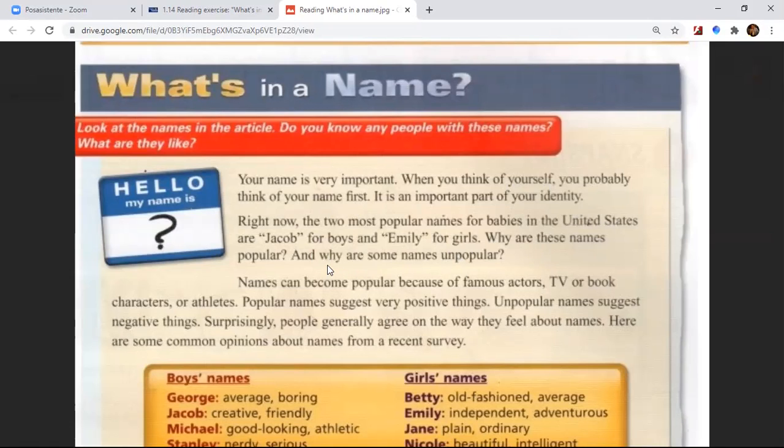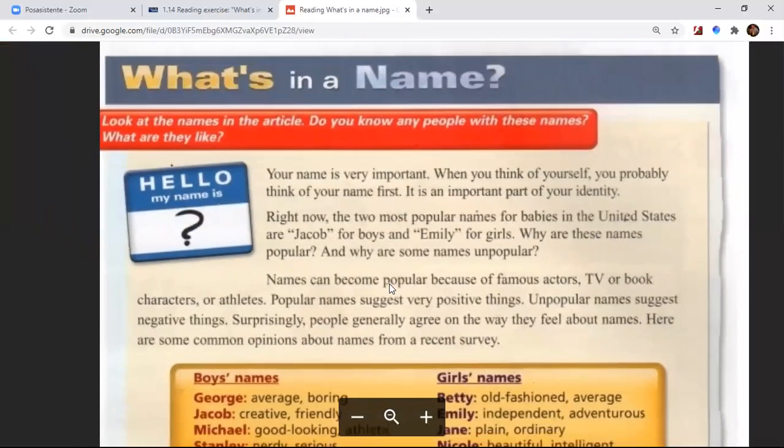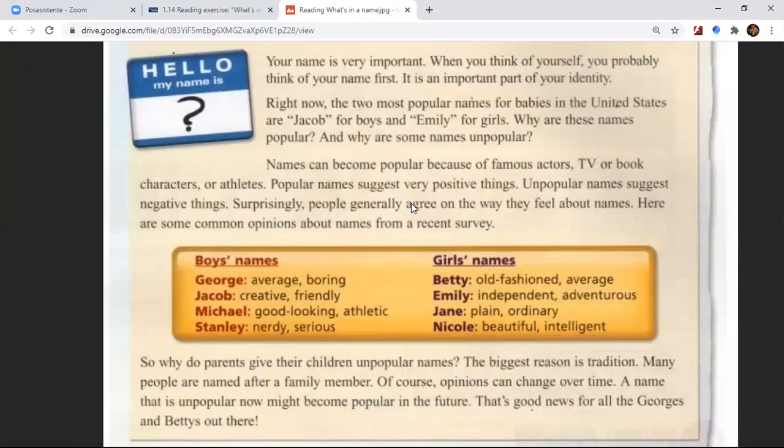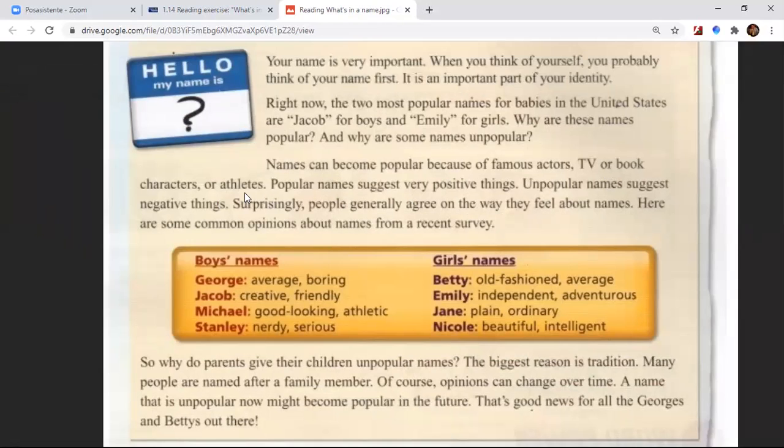Why are these names popular? And why are some names unpopular? ¿Por qué algunos nombres son populares y otros no, right? In El Salvador, for example, Steven is very popular, right? But Casildo is not popular, eh? Names can become popular because of famous actors, TV or book characters, or athletes, right? Por ahí me he dado cuenta que varios le han puesto Cristiano Ronaldo a sus hijos o Lionel Messi, right? Okay, so that's very common.